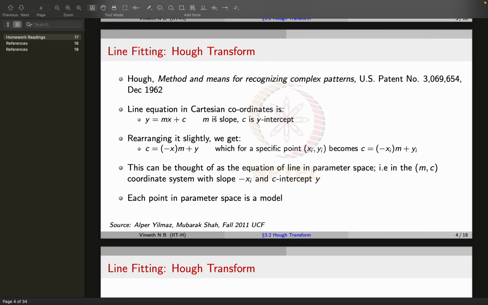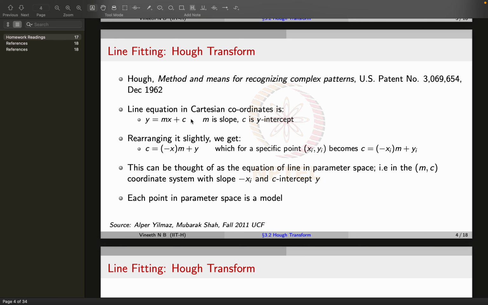How do we represent a line in the form y is equal to mx plus c, right? And what do we want to do? We want to get the line. So the line is parameterized by these two values, m and c. M is the slope and c is the y-intercept. So we want to identify what m and c are. If you identify what m and c are, then we know what the line is.